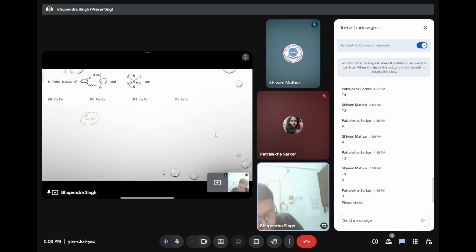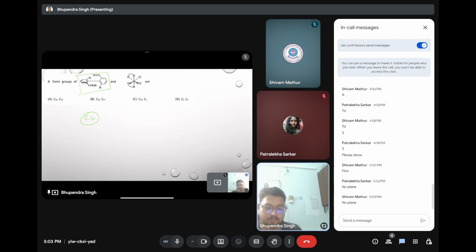So for this molecule, are you able to see any plane, sigma d, v, h, any plane? Okay, no plane, no plane. Both of you are saying no plane. Yes, there is no plane present. It is right. So if that is the case, then your point group should be C2 for this one. So what will be the answer then?